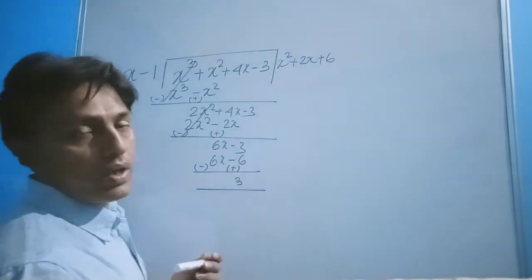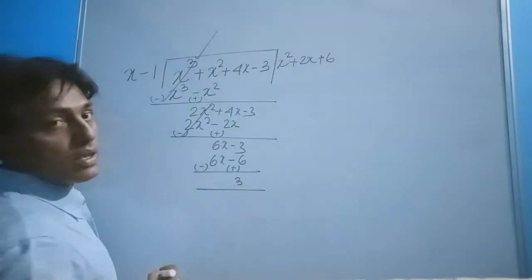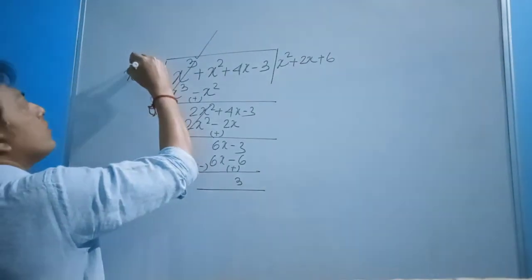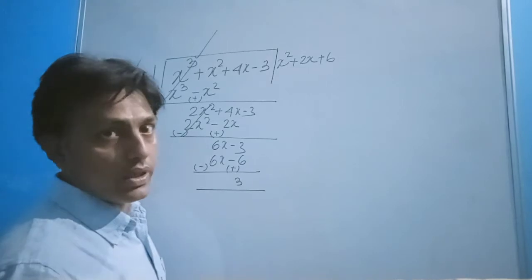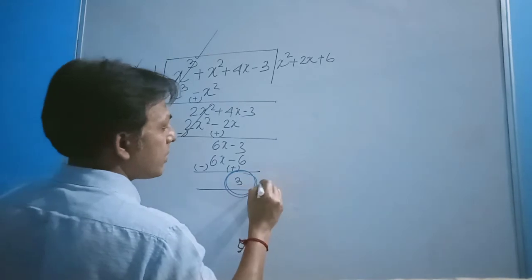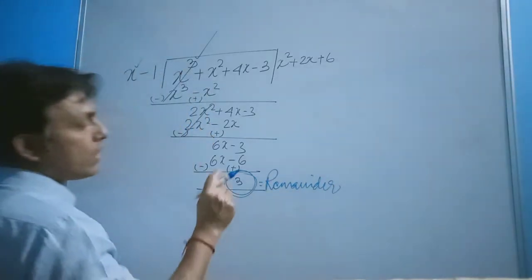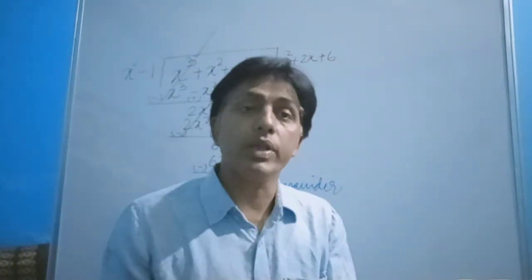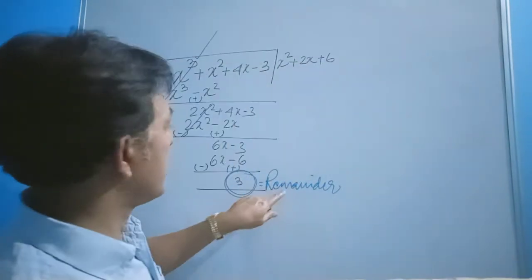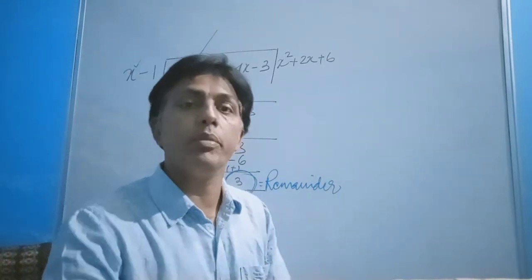Two things. Condition of the division: the degree of the dividend should be greater than or equal to the degree of the divisor, and that is there. So I have done the division. After the division, we are getting the remainder, correct? We have another method of finding the remainder, and that method is actually the remainder method, or the remainder theorem.